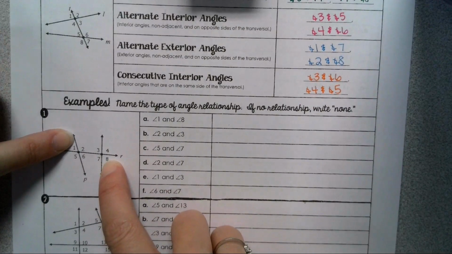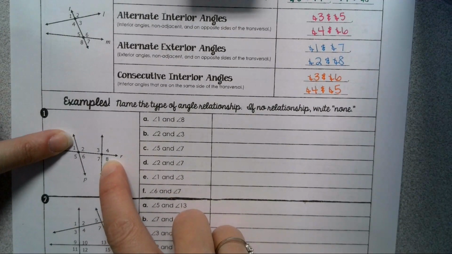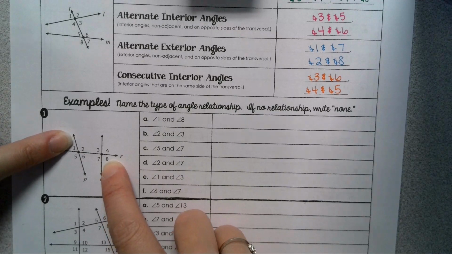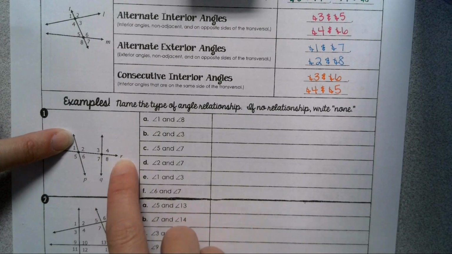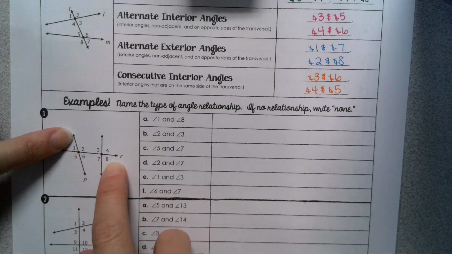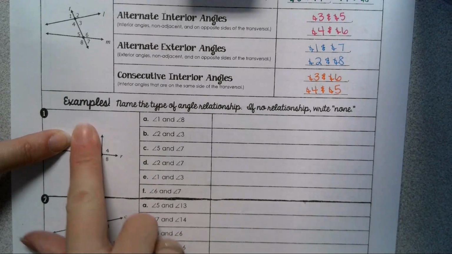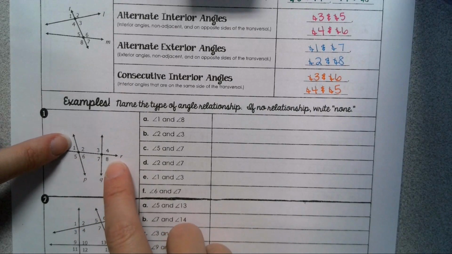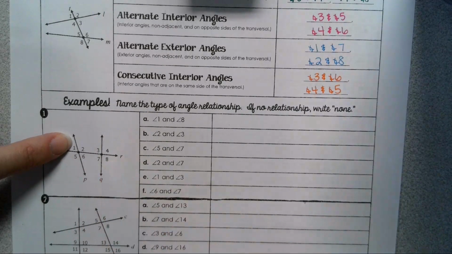So they are not in the same position of their angle cluster, so they can't be corresponding. They are on opposite sides of the transversal. You can see my transversal is R here, angle 1 is on top, and angle 8 is on bottom. But they are not interior angles because the inside would be between the two lines. These are on the outside of the two lines. So this makes these alternate exterior angles.